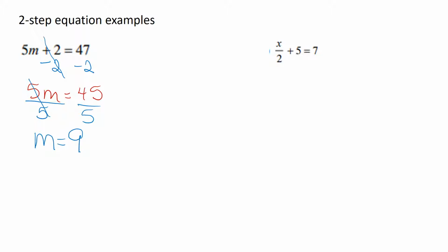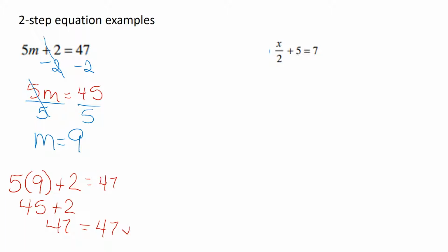Remember, you can check your answer by substituting back into the original problem, which would be 5, instead of m, we'll say times 9 plus 2. 5 times 9 is 45, and 45 plus 2 is 47, which is what our original problem said we needed to equal. So we know our answer is correct.